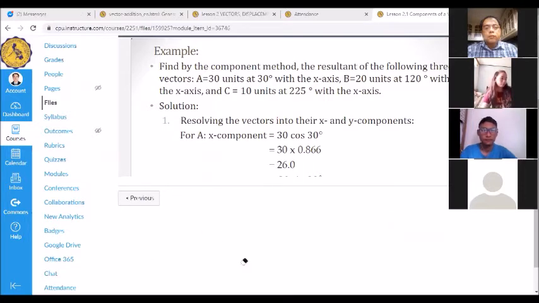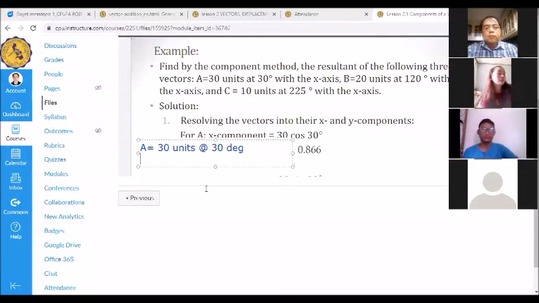So we are given three vectors here, no? Three vectors. What are our vectors? A, no? Vector A is 30 units. And it goes at what angle? 30 degrees, no? The 30 degrees, guys, it's the same as north of east, no?